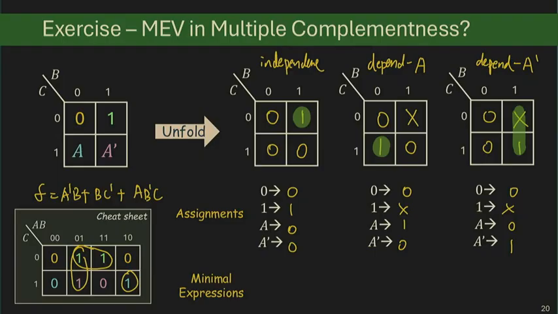From the first K-map, I get BC prime, which does not depend on the A or A prime variable. From the second K-map, I need to multiply whatever I find with A. So B prime C gets multiplied with A, and in the third K-map, I have A prime times B, which is correct, right? The same minimum expression as I found from this larger K-map.